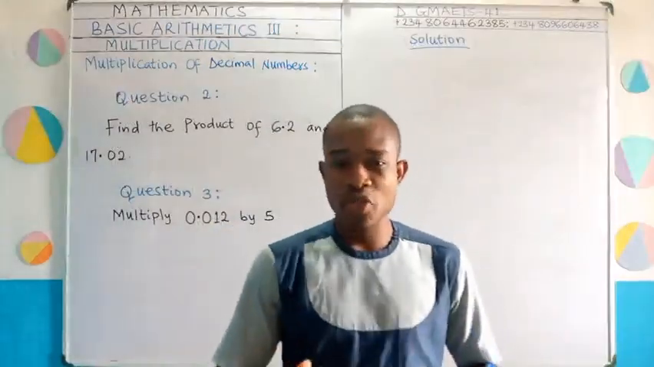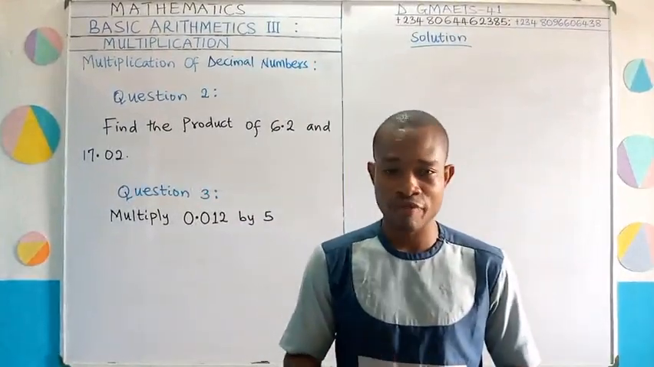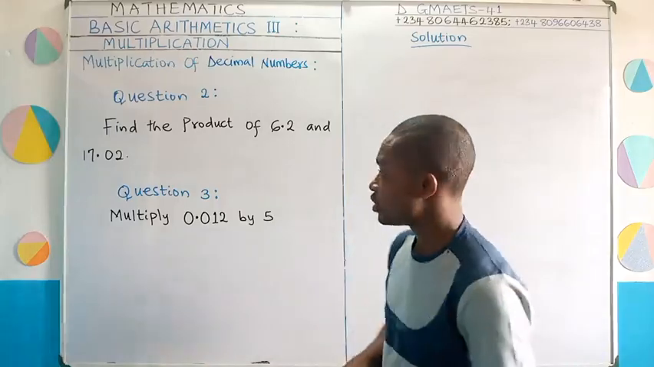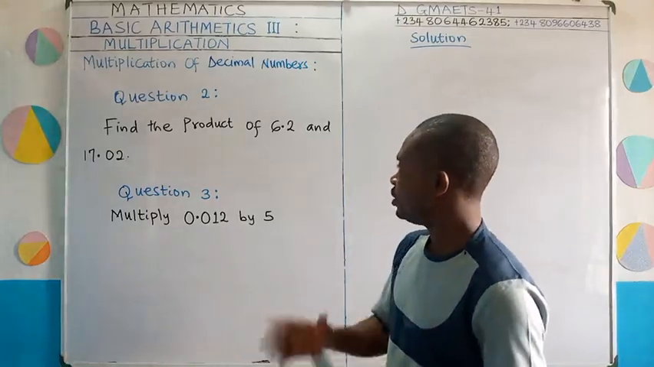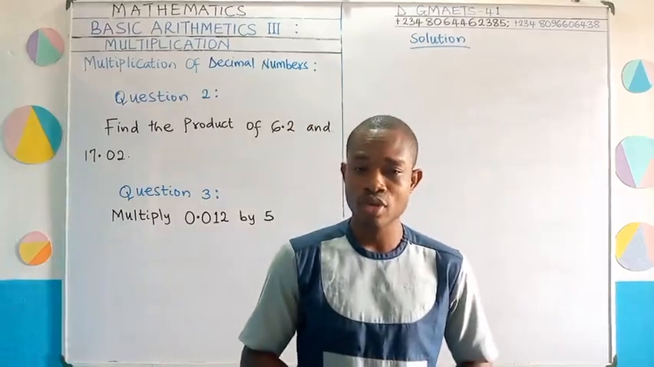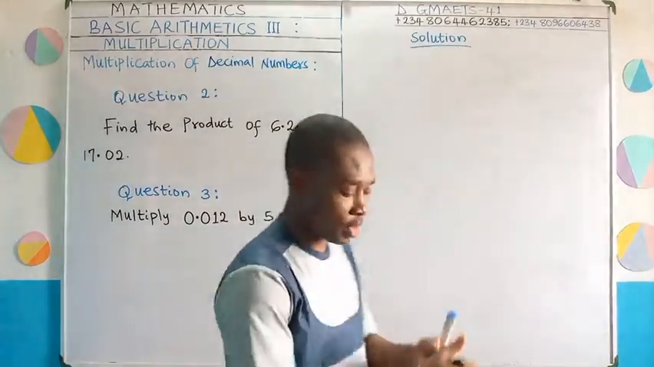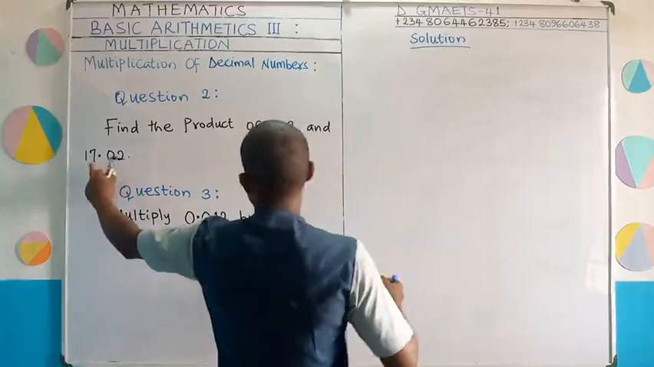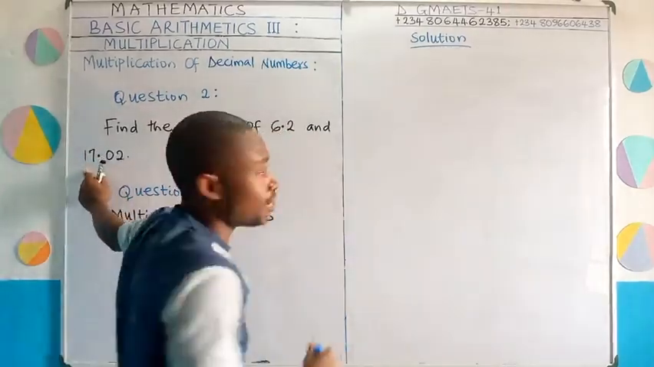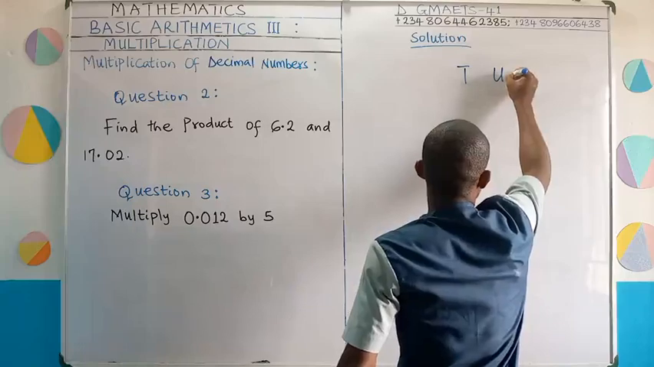We have these 2 questions you're going to solve, question 2 and question 3. So let us go for question 2 first. Is that okay? Although you can solve any one first, the choice is yours. I want to solve question 2 first. Find the product of 6.2 and 17.02. 17.02 is greater than 6.2, so I'm going to start with the place value of the whole number of 17.02. The highest place value in the whole number is tens. So this is going to be tens and units, then point.